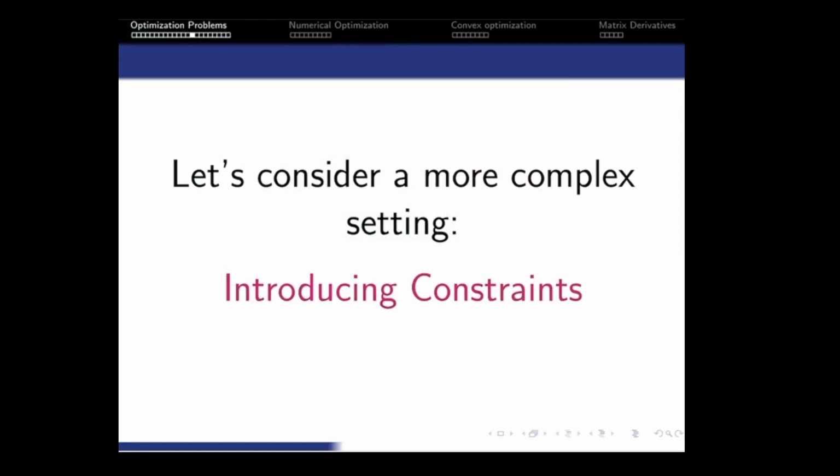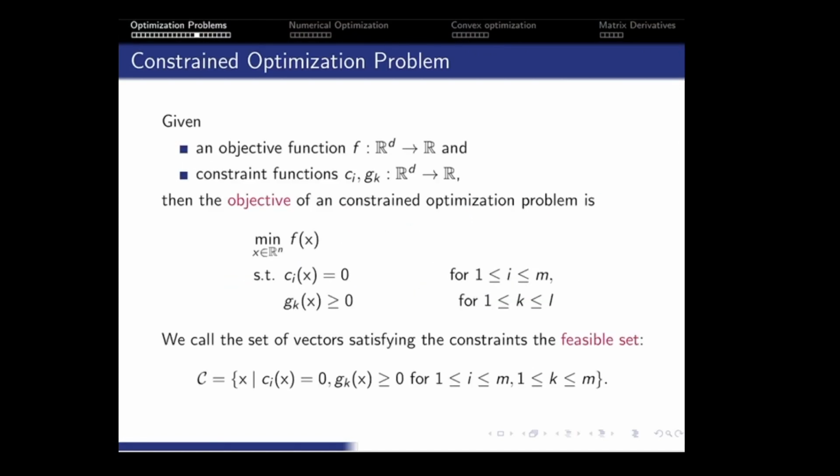So let's consider a more complex setting. Now we introduce constraints. Okay, so a constrained optimization problem is given as follows. We have our objective function and some constraint functions c_i and g_k. And then the general form of an objective for a constrained optimization problem is given as you can see here. So we want to minimize our function again, but now subject to some of these constraints.